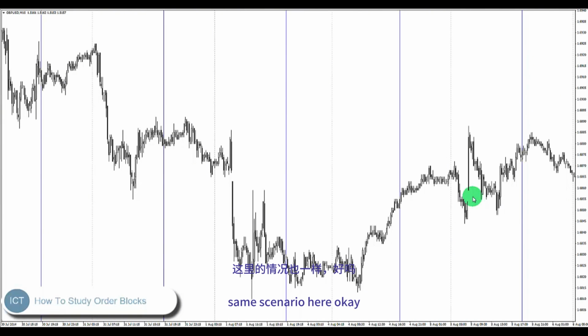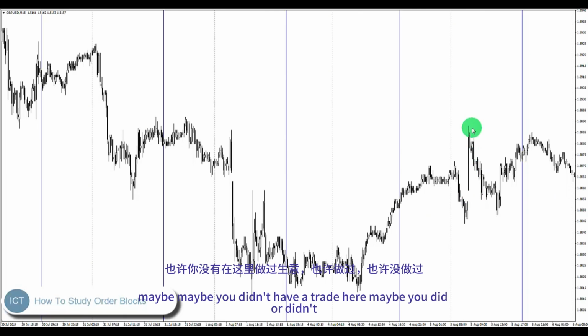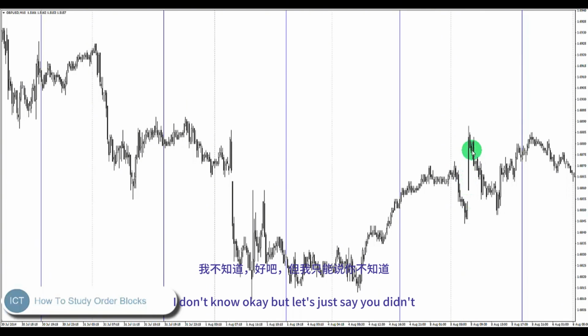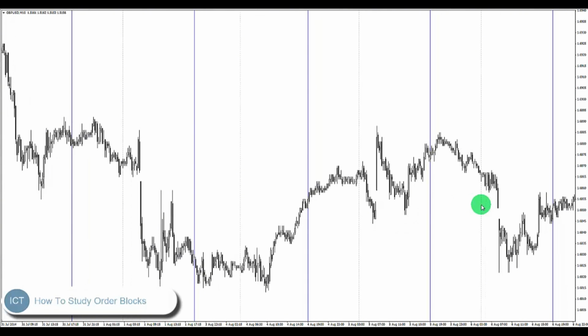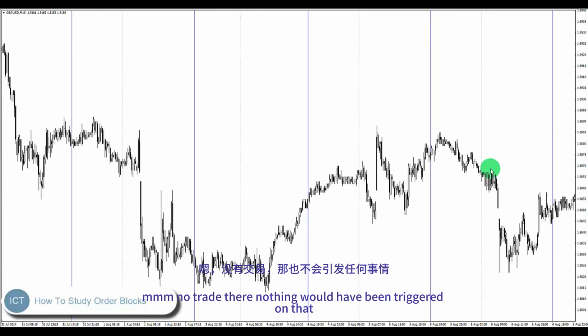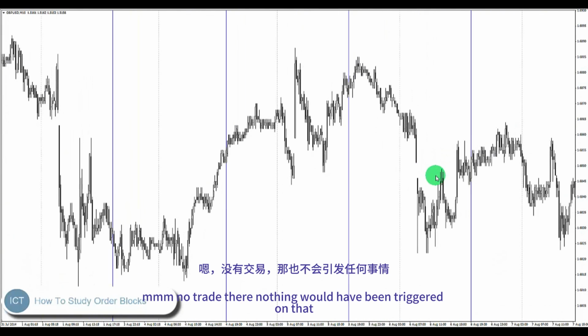Same scenario here. Maybe you didn't have a trade here. Maybe you did or didn't. I don't know, but let's just say you didn't. I know I didn't trade here because this was the week going into my birthday, and I didn't do anything there. No trade there. Nothing would have been triggered on that.